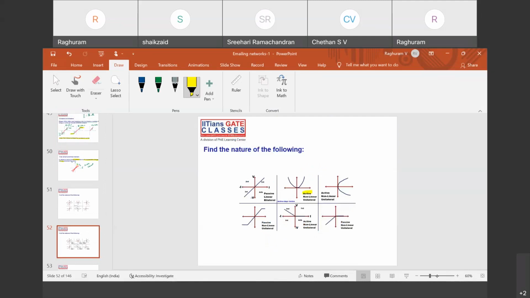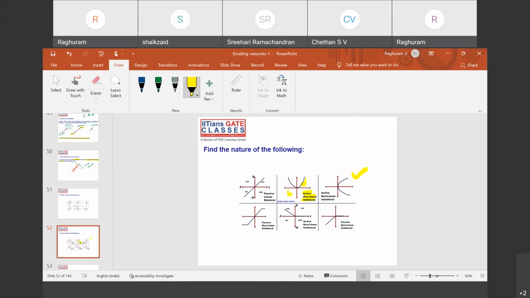Active element. Next, nonlinear. Why nonlinear again? It's not a single straight line equation, so nonlinear. Why unilateral? Slope is not the same. Slope here and here is not the same, right? So then it's unilateral, not bilateral. Okay. Same here. Active, nonlinear, unilateral.